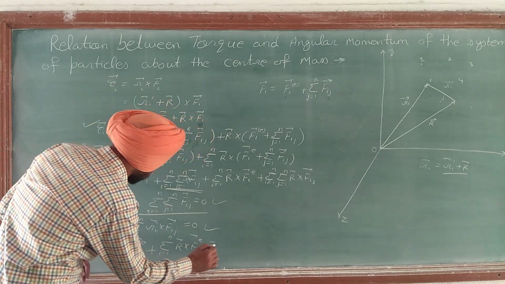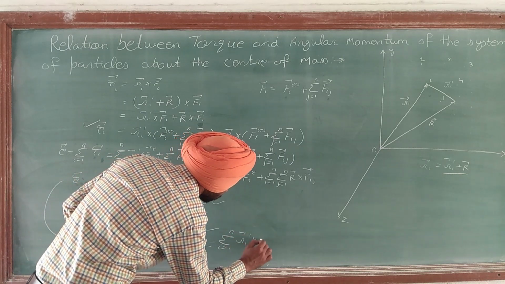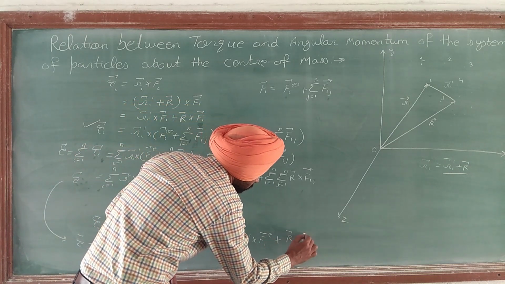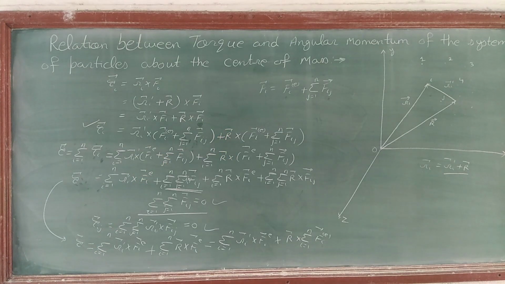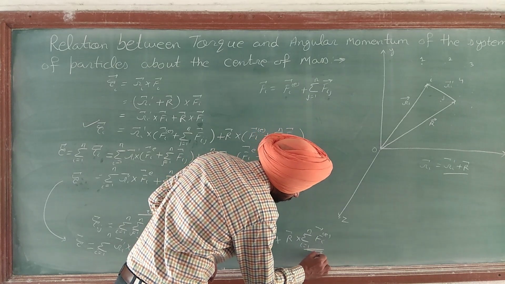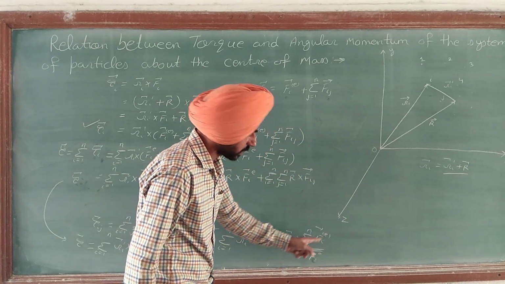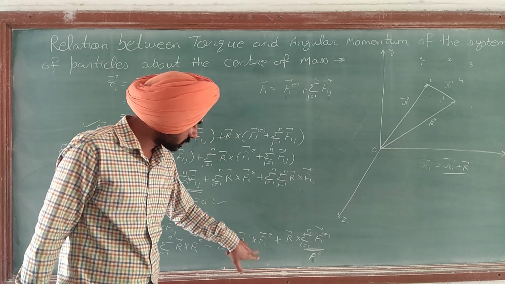We can rearrange this as summation i equal to 1 to n Ri prime cross Fi external plus R cross summation i equal to 1 to n Fi external. This is the total external force acting on the system, so we can write this as Fe, because it is the sum of all the external forces acting on the system. And this Ri prime cross Fie, this is torque.